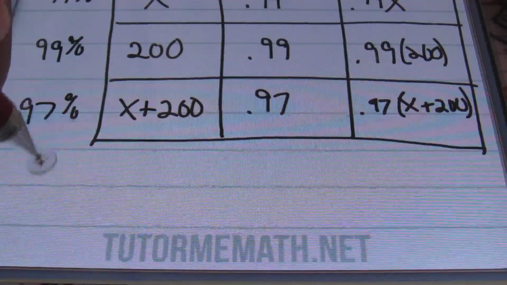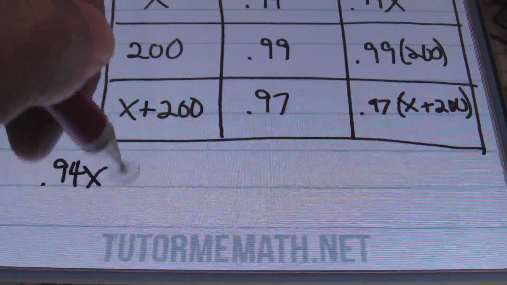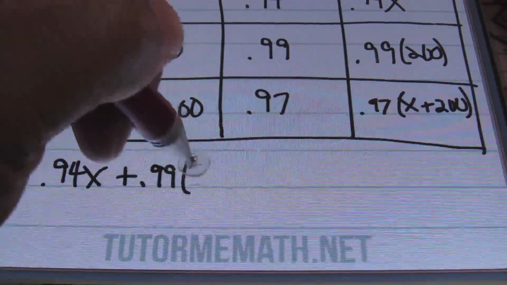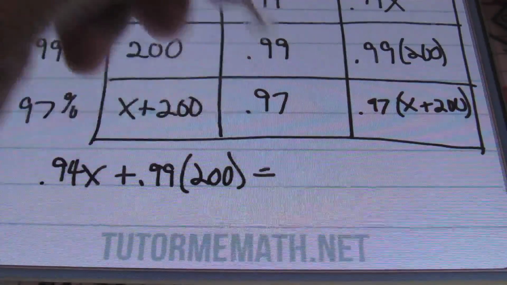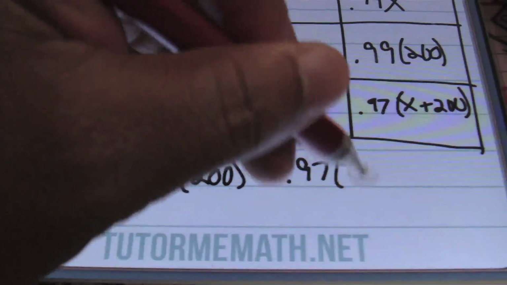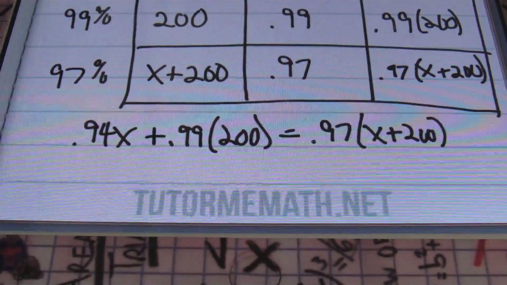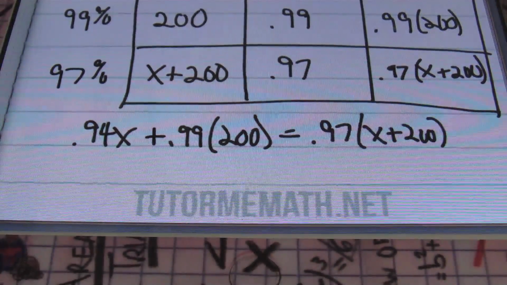So I'll be writing this as 94 hundredths X plus 99 hundredths times 200, and that's going to equal 97 hundredths times X plus 200. Just like so, ladies and gentlemen. And this is the equation that I need for this problem.